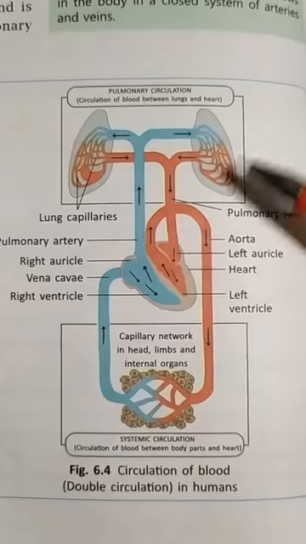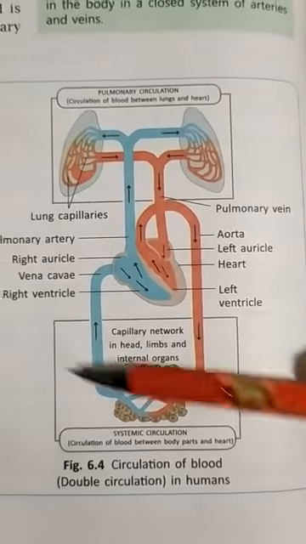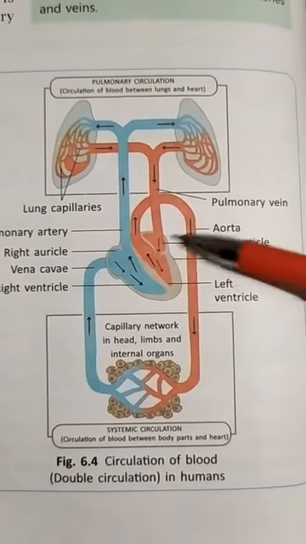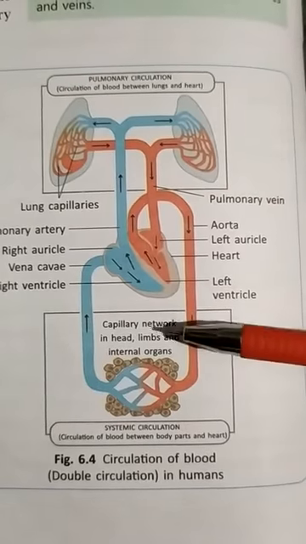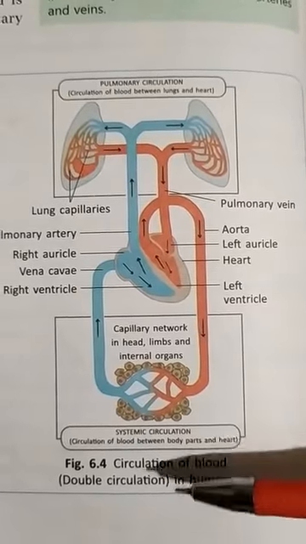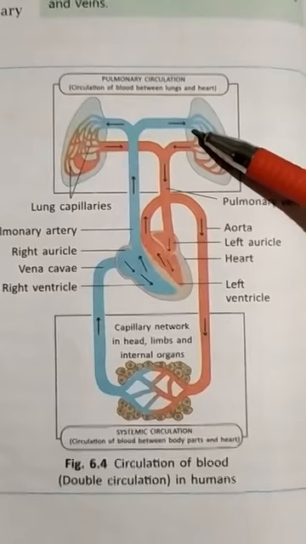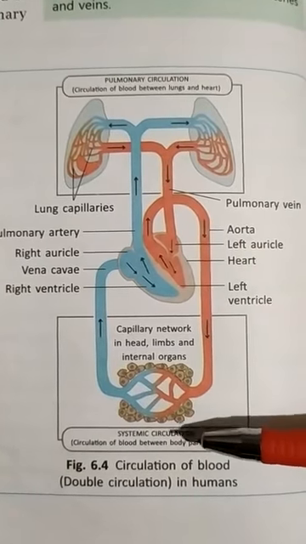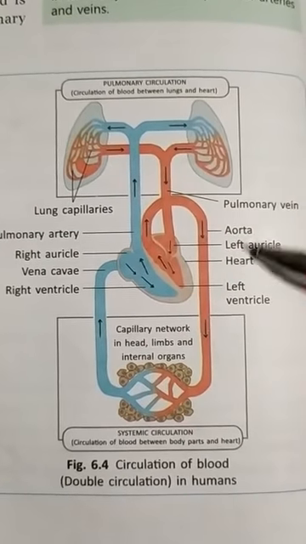As you can observe here, the blood travels twice through the heart in one complete cycle, and this is known as double circulation. So in double circulation, the blood travels twice through the heart in one complete cycle, and there you need to know about pulmonary circulation and systemic circulation. Again repeating, in pulmonary circulation, the circulation of blood is between the lung and the heart. However, in systemic circulation, the blood is circulated between body parts and the heart. So this is about the double circulation.